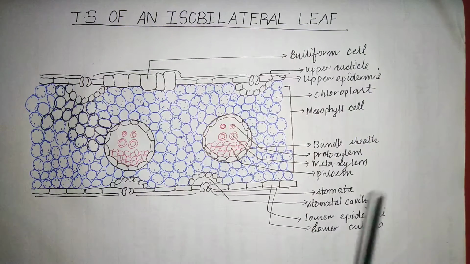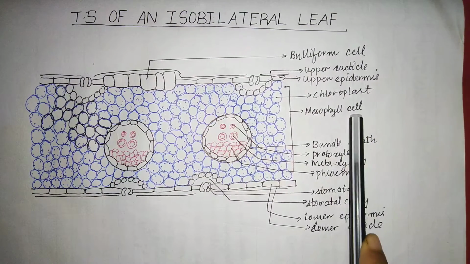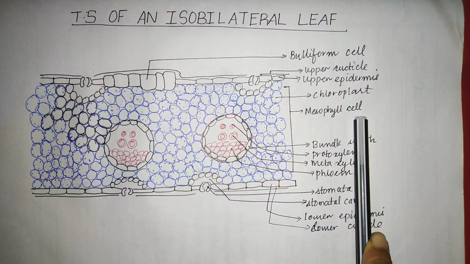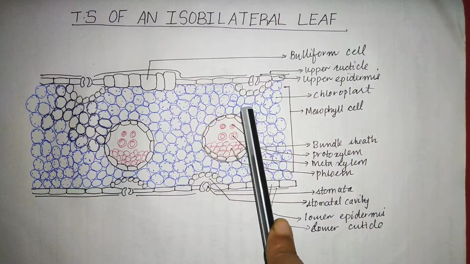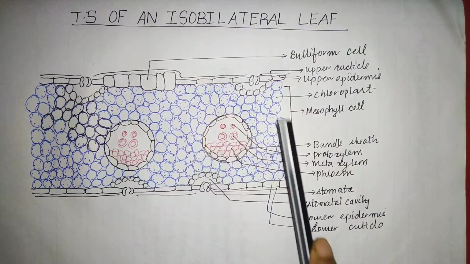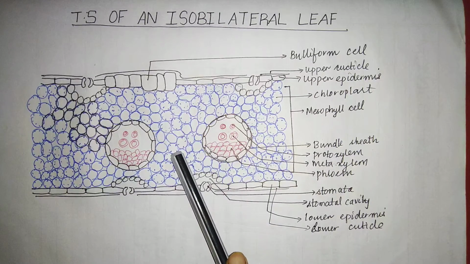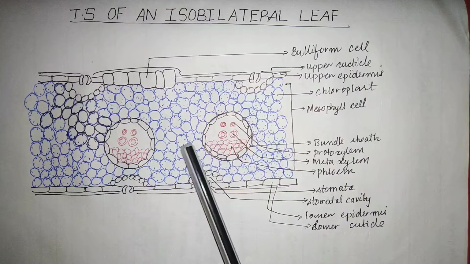Between the upper epidermis and lower epidermis, there is a presence of mesophyll cells, and the mesophyll cells in isobilateral leaf or monocot leaf are not differentiated into palisade parenchyma and spongy parenchyma, as in the dorsoventral leaf. Here the mesophyll cells are parenchymatous cells, compactly arranged, irregular in shape, and consist of many chloroplasts inside.